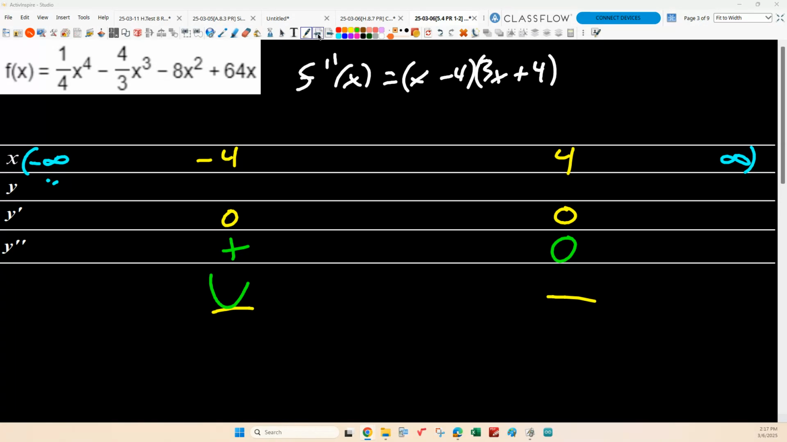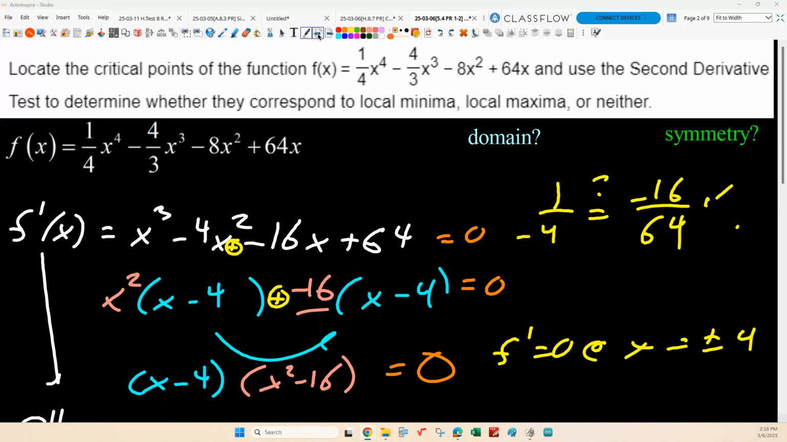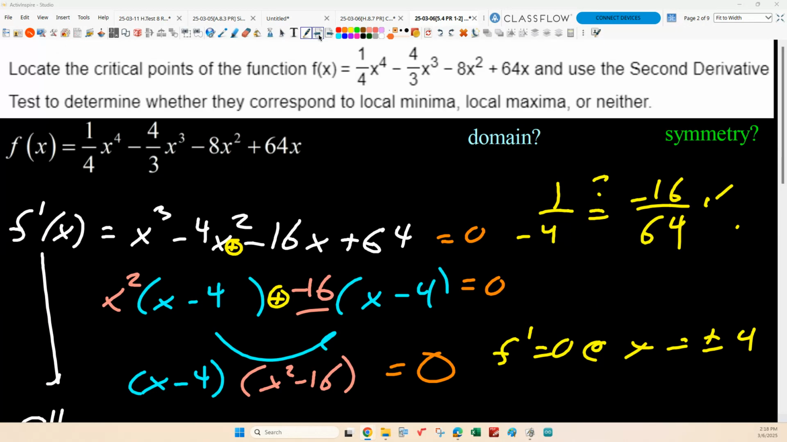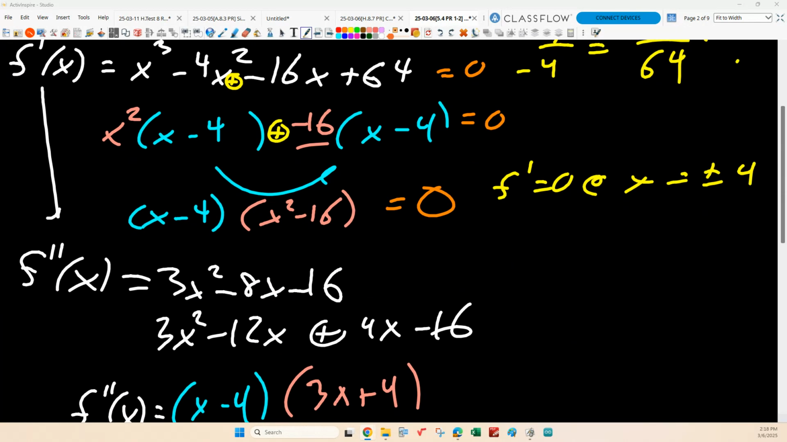So if we go back to the first derivative test, we're testing 4, aren't we? We want to test a value just to the left of 4. What would be a convenient value to plug in for our test point? The easiest point to test by far? 0, yeah. What's the value of the first derivative at 0? 64. So it's positive.